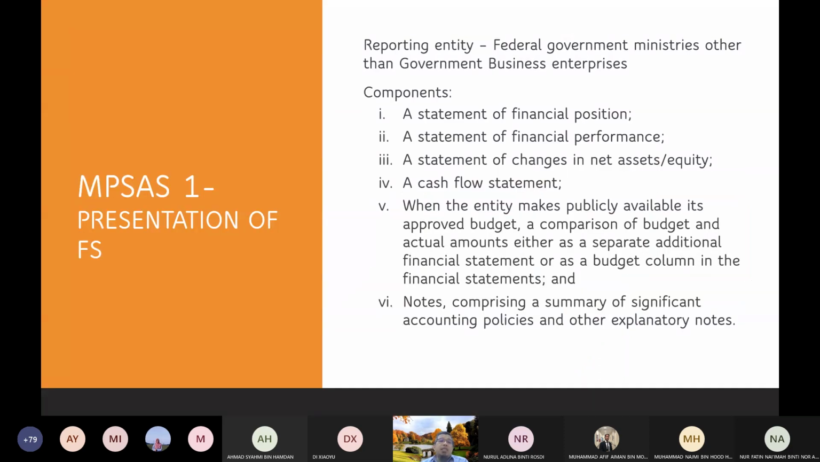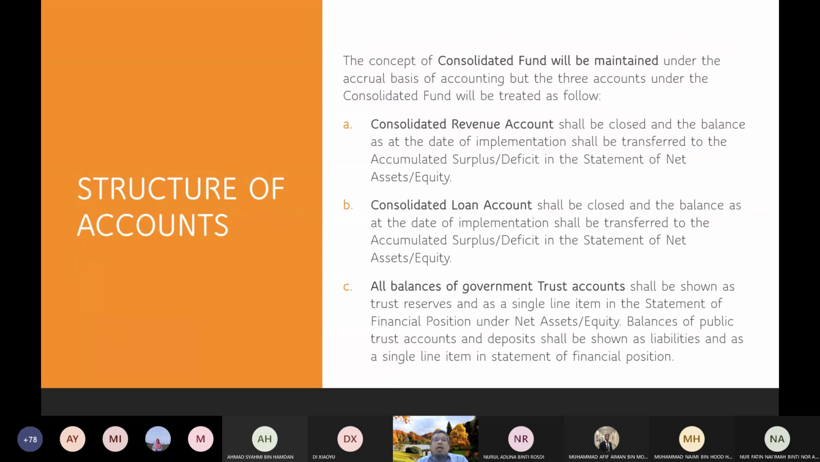Okay, MPSAS 1, presentation of financial statements. The reporting entity is federal government ministries other than government business enterprises. So that's the expectation. The components are the statement of financial position, financial performance, statement of changes in net assets and equity, and cash flow statement. When the entity makes its approved budget publicly available, a comparison of budget and actual will also be provided. Then the notes.